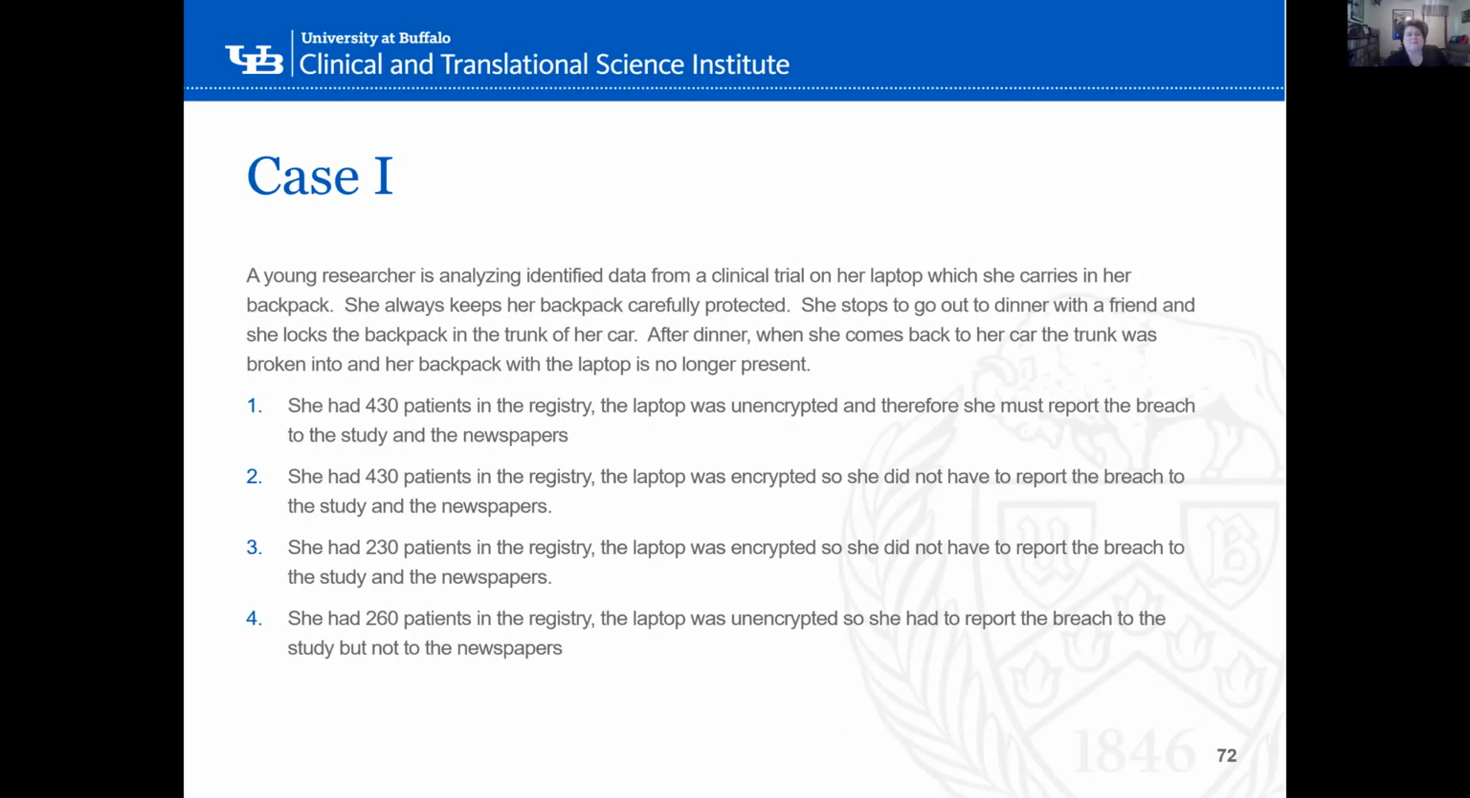I appreciate it. A young researcher is analyzing identified data from a clinical trial on her laptop, which she carries in her backpack. She always keeps her backpack carefully protected. She stops to go out to dinner with a friend, and she locks the backpack in the trunk of her car. After dinner, when she comes back to her car, the trunk was broken into and her backpack with the laptop is no longer present.